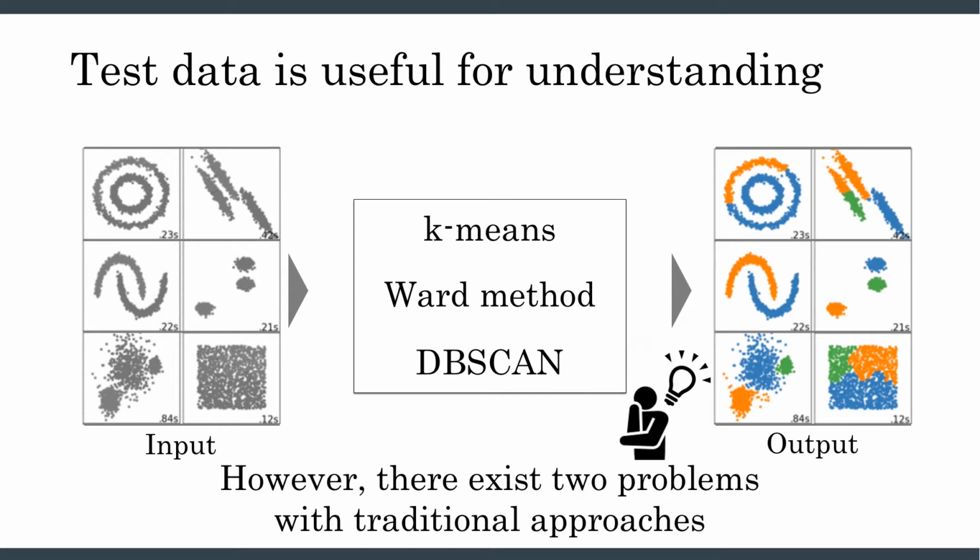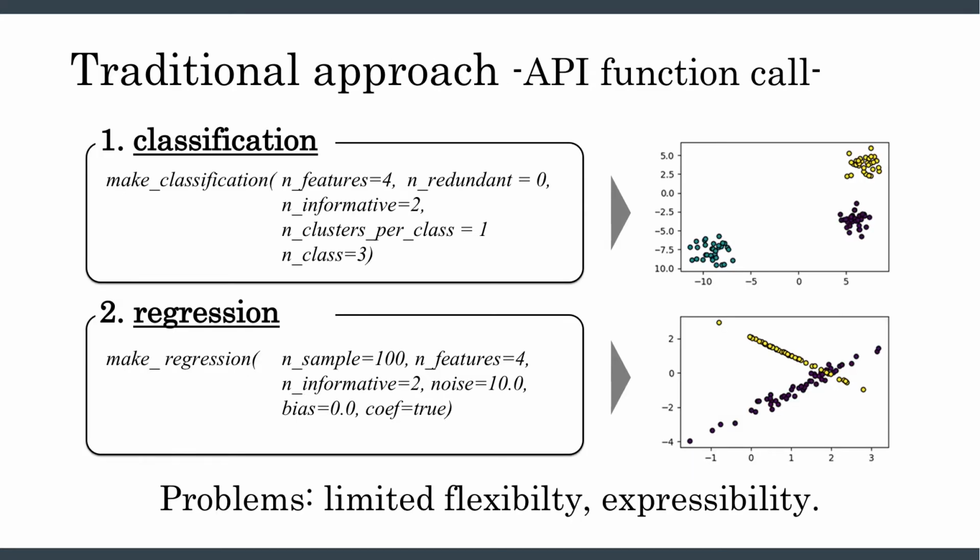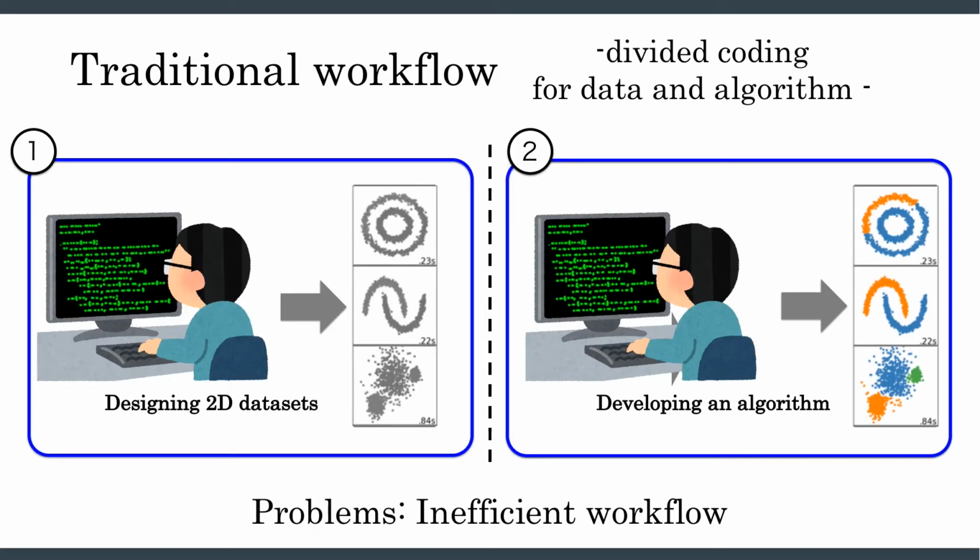By applying the statistical modeling method to various input data and observing the outputs, one can clearly understand the behavior of the method and control it appropriately. However, it is still not easy to prepare test data and work with it. Traditional approach for generating test data is to use API function calls such as make regression and make classification. However, these text-based methods are difficult to understand and lack flexibility.